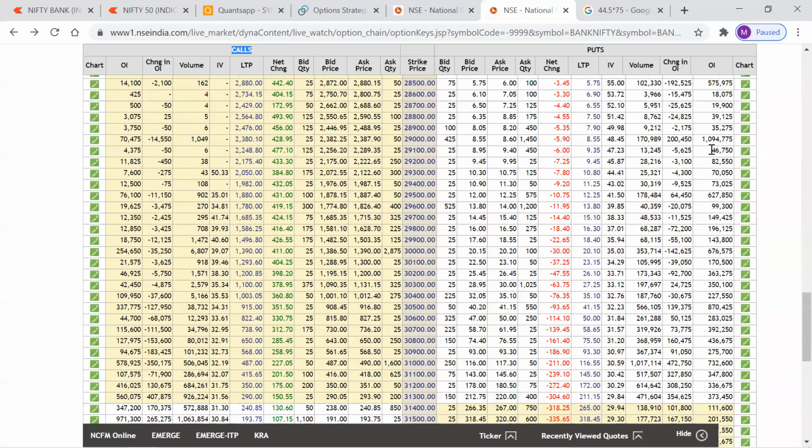Imagine here there are 10 lakh 94,775 orders waiting to get executed at 29,900. Those many orders are waiting to get executed at 29,900. If the market reaches there, all those orders will get executed. So this OI data tells that those many contracts or orders are getting ready to get executed when the market reaches that strike price.